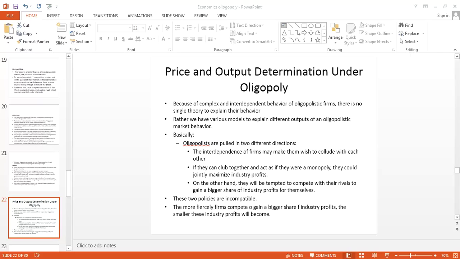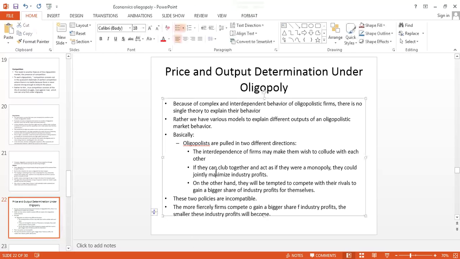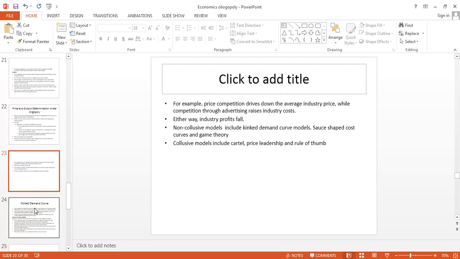This is an incentive. But the other thing is that they are being pulled in two different directions. They also want to compete. Why do they want to compete? Because, as I said, the oligopoly is a constant fight for market share. So obviously, if I want more market share, then I'm going to snatch that market share from you. They have to collaborate in some way, because they are interdependent, but they also want to compete. And these two policies then become incompatible with one another.